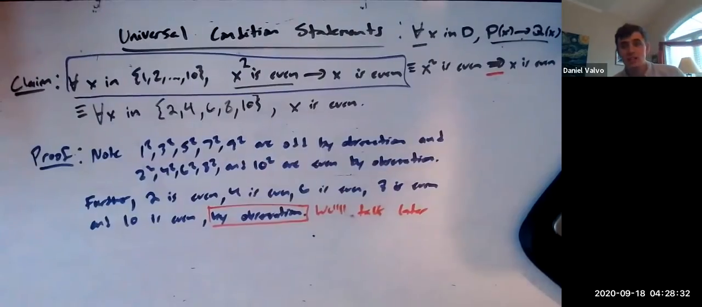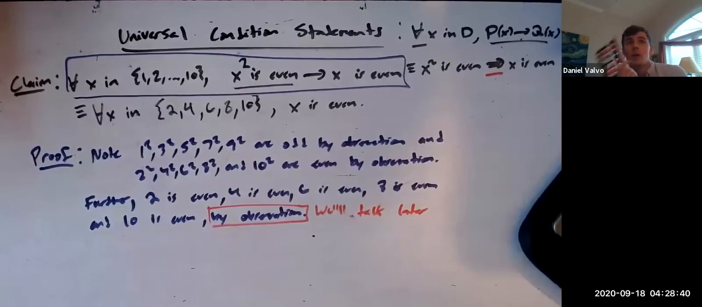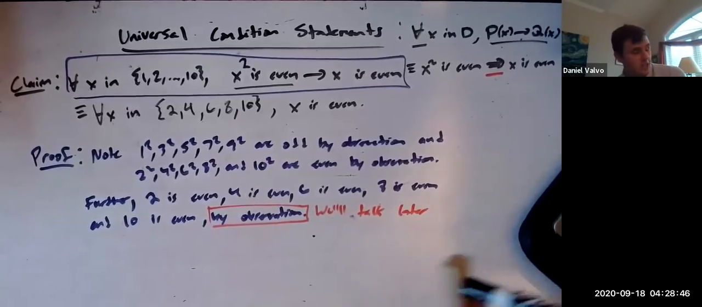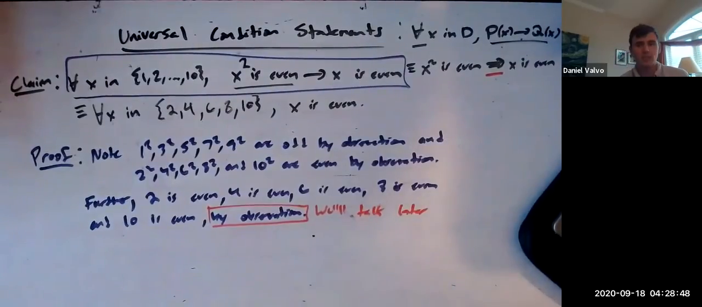There is a definition for what it means to be even. Being even means you're a multiple of 2, meaning you equal 2 times something. Later on we're going to get to a point where, if you're trying to prove something's even, you can't just say 2 is even. You have to say 2 is even because 2 equals 2 times 1; 4 is even because 4 equals 2 times 2. But we're not there yet. We're just talking about universal conditional statements.